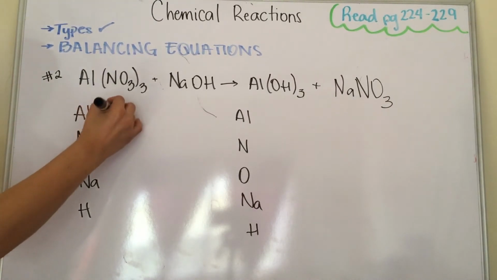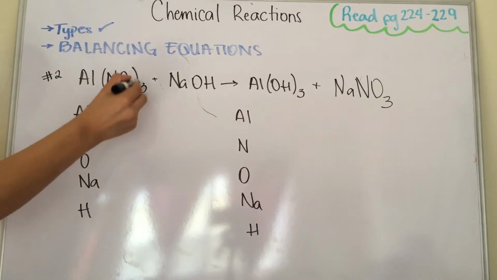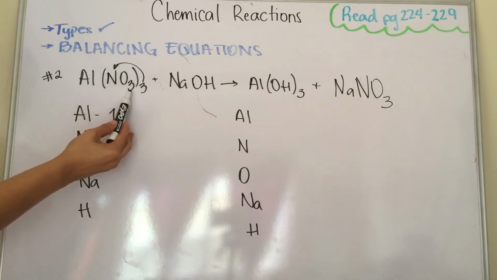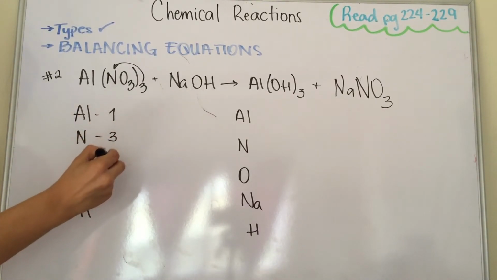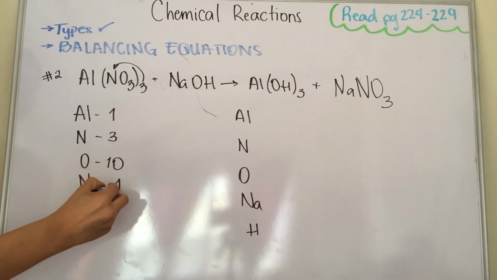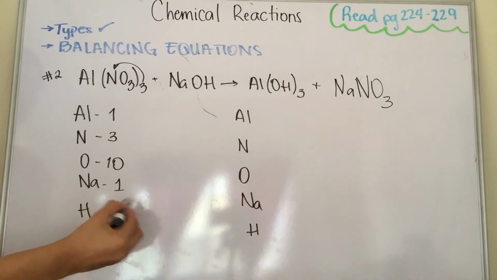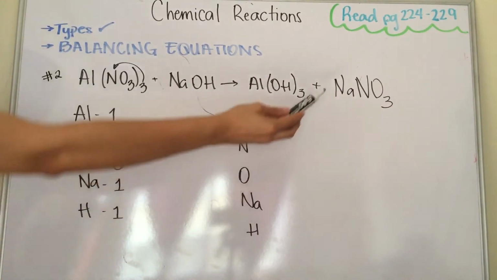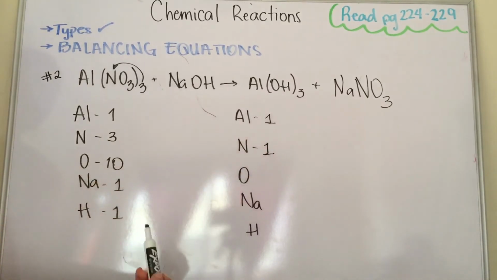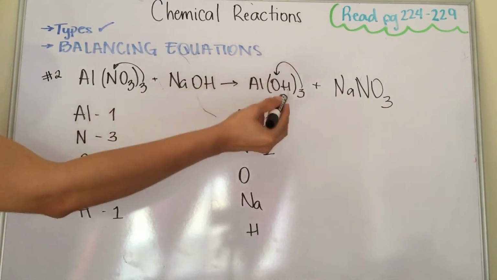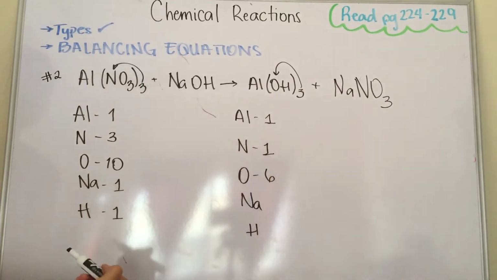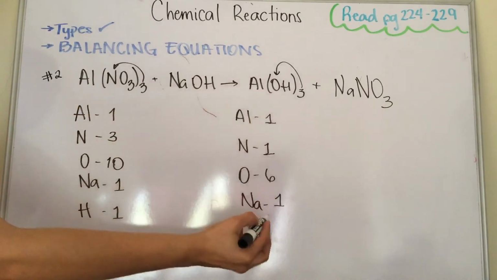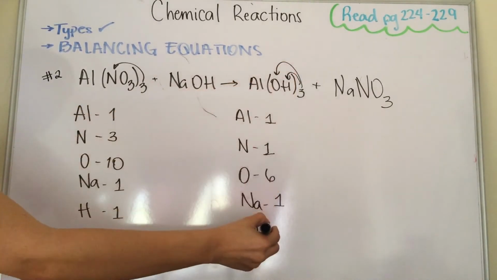All right, aluminum here, I have 1. Nitrogen. Remember this 3 affects nitrogen, so I have 3 nitrogens. Oxygen, 3 times 3, 9, plus 1, 10. Sodium, I have 1. Hydrogen, I have 1. On the other side, aluminum, 1. Nitrogen, 1. Oxygen, 3 plus 3, 6. Sodium, 1. Hydrogen, 3. All right, because this 3 is also going to affect my hydrogen.